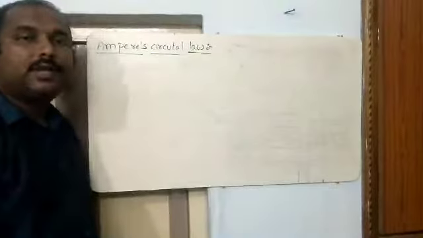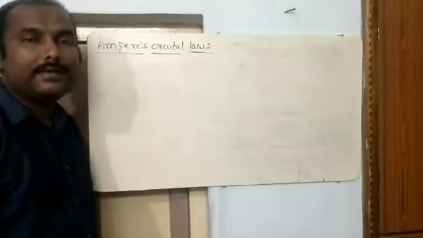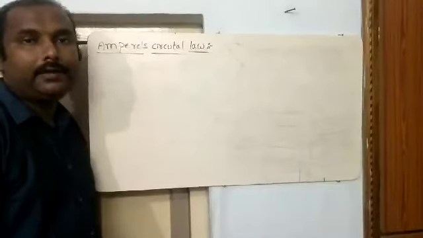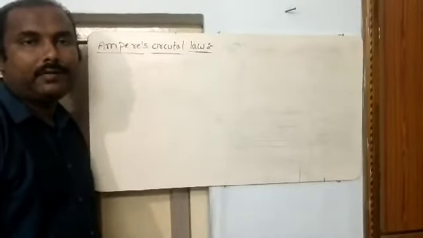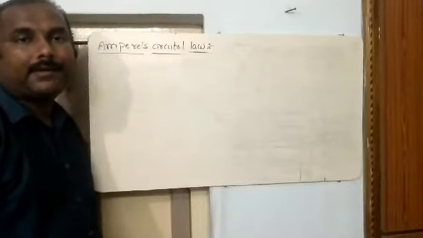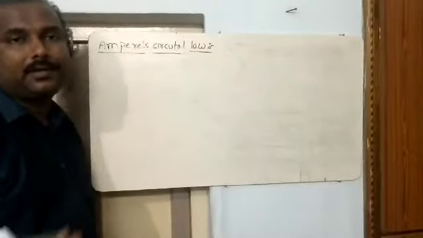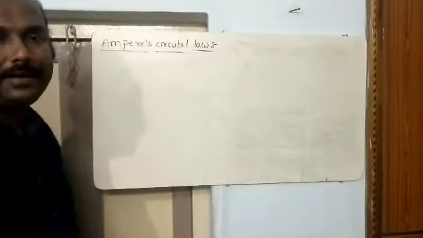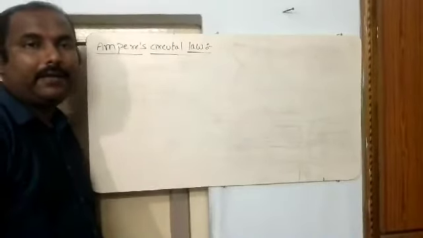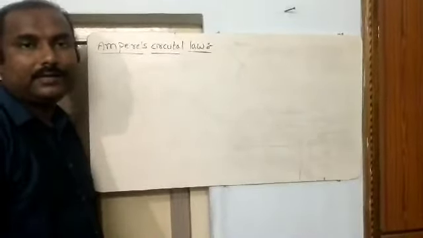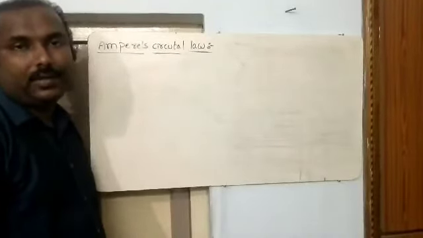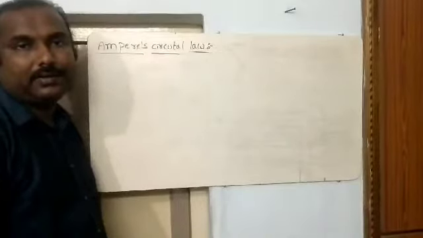Ampere's circuit law states that the line integral of magnetic field at any closed surface is equal to mu naught times the net current passing through the surface enclosed by that closed surface. Once again I am repeating, the line integral of magnetic field at any closed surface is equal to mu naught times the net current passing through the surface.